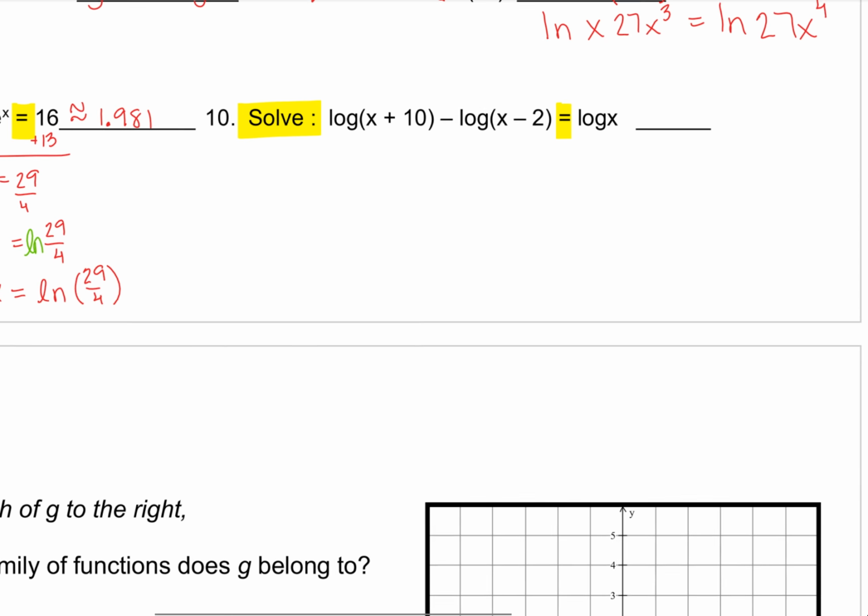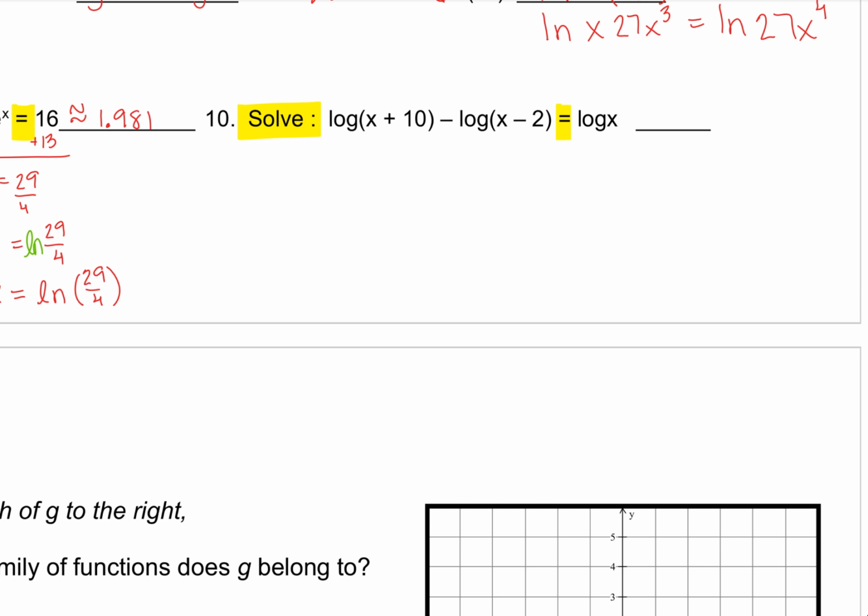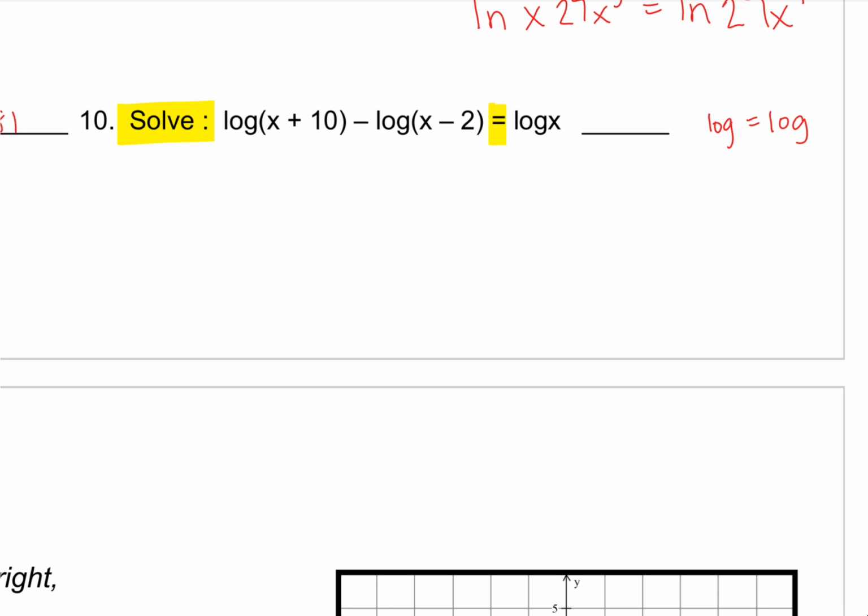Looking at 10, I have a log minus a log equals a log. Well, I need it to be in equal to log format. So I'm going to have to condense the first part of my equation before I can go about solving. So to condense, I know that there is subtraction occurring between them. So I know that this is going to be division to condense. So I get x plus 10 divided by x minus 2 is now equal to just log x. Once I do that, logs can be dropped. And then I can go about solving.